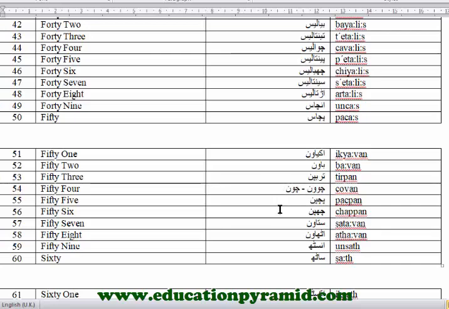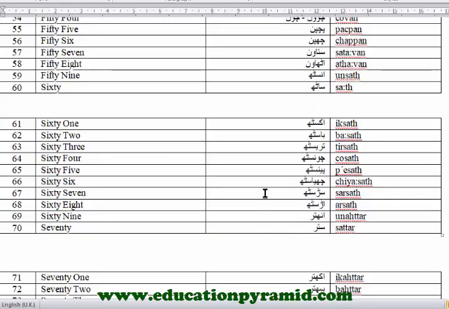55, 56, 57, 58, 59, 60, 61, 62, 63, 64, 65, 66, 67, 68, 69, 70.